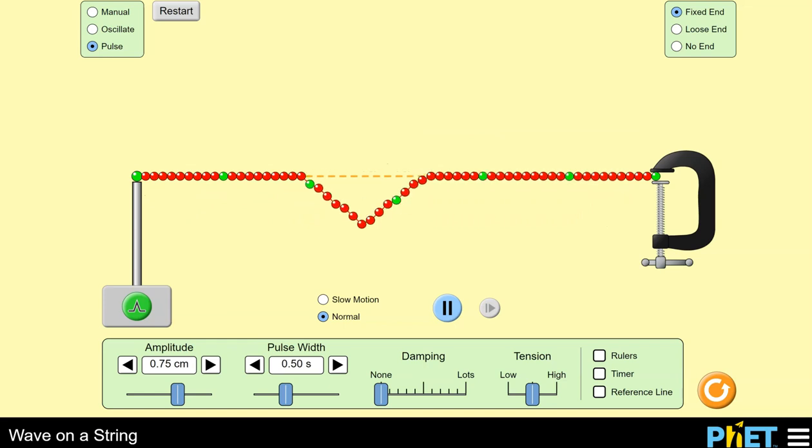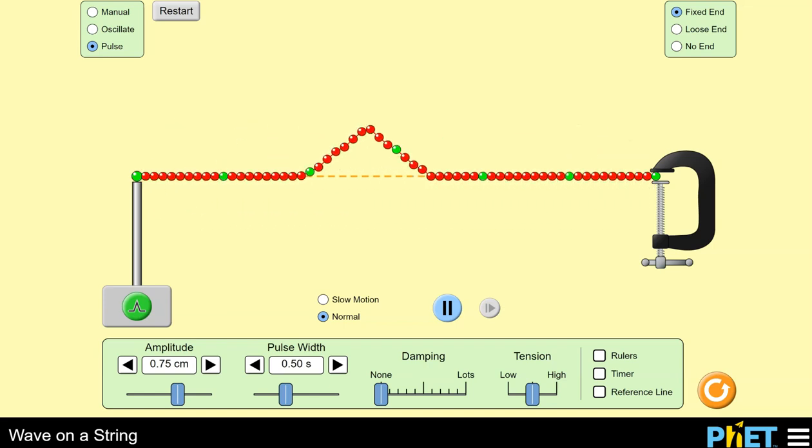Now, something to notice is both of these two ends are fixed, meaning something is holding on to the ends of this string. When the wave reflects, it is inverted, meaning here we see it going up, and after the inversion, it's oriented downwards.